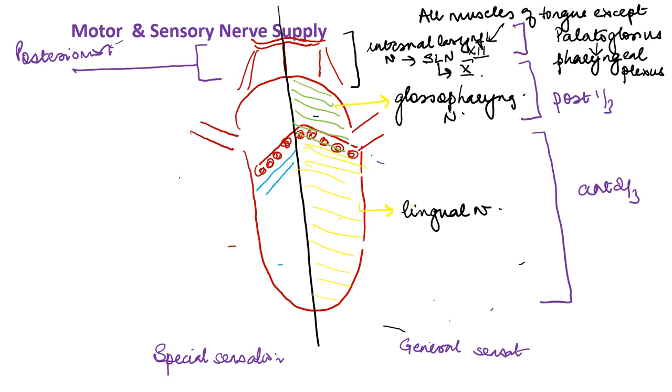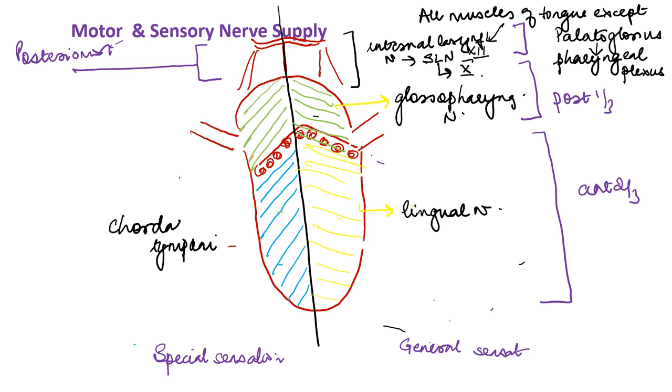The taste sensation from the anterior 2/3 of the tongue is carried by the chorda tympani. So the fibers go via the lingual nerve, they are transferred to the chorda tympani, which it was meeting at an acute angle. And for that of the posterior part of the tongue, posterior 1/3, it is again glossopharyngeal, including the part of the mucosa which is present over the circumvallate.